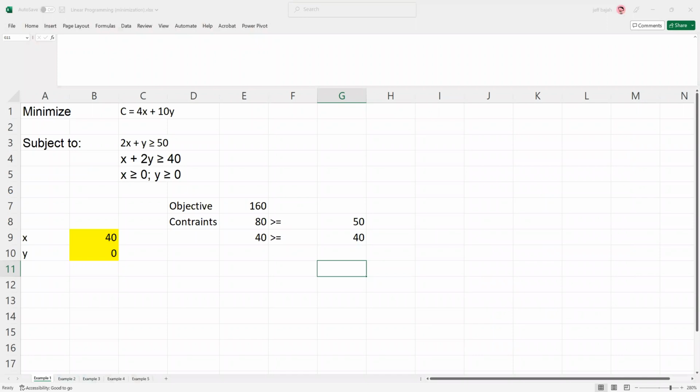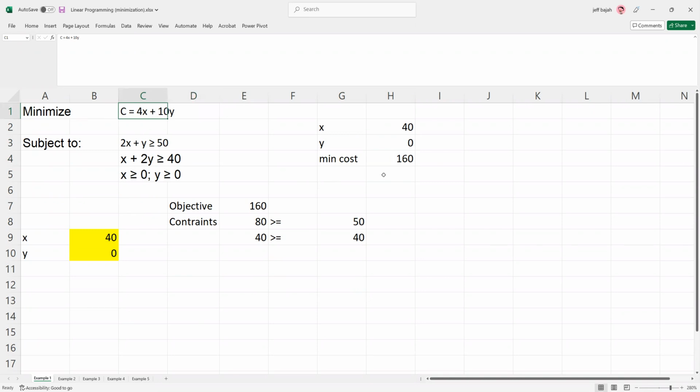So we hit OK. And you see our answer tells us that we'll have to do 40 of x and none of y to be able to get a minimum cost of $160. So remember, x needs to be 40, y needs to be 0 for us to get a minimum cost of what? 160. And how did we get this 160? Well, we can use this, right?